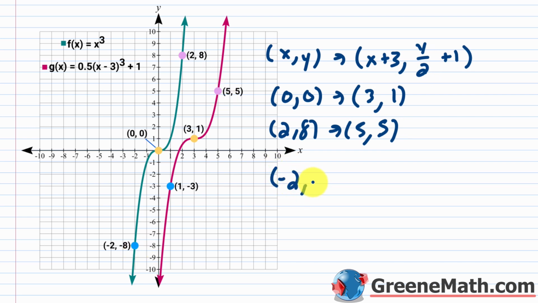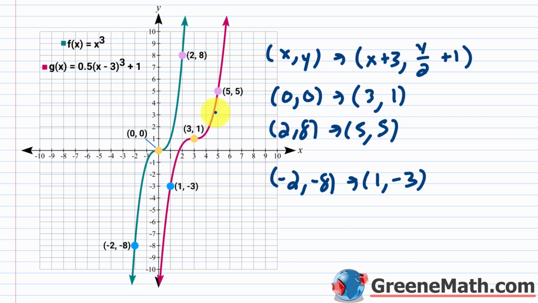We have negative 2, negative 8. So that's going to go to negative 2 plus 3, that's going to be positive 1. And then negative 8 over 2, that's negative 4. Negative 4 plus 1, that is negative 3. So this negative 2, negative 8 is going to go to 1, negative 3. So again, with those points, you're able to easily sketch this guy.